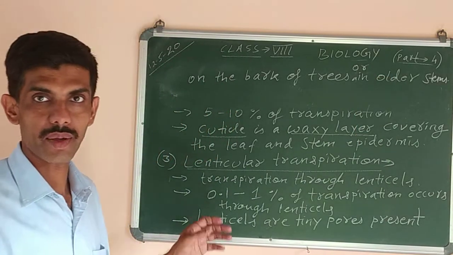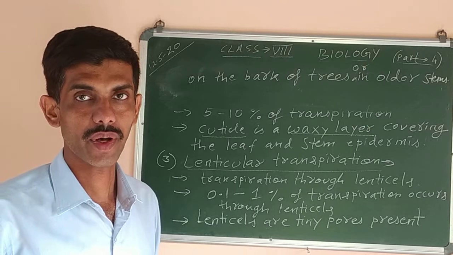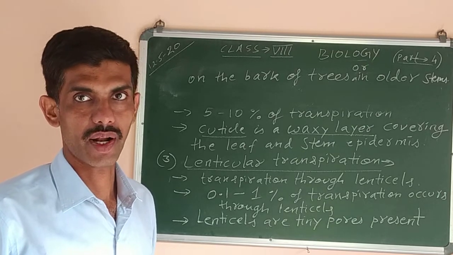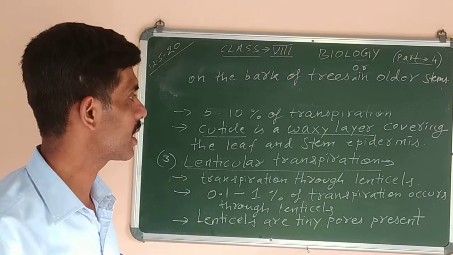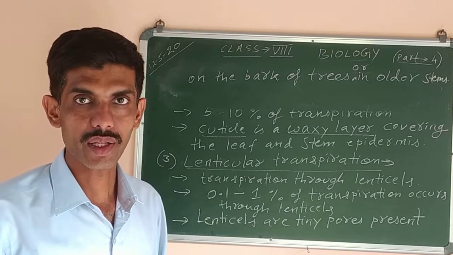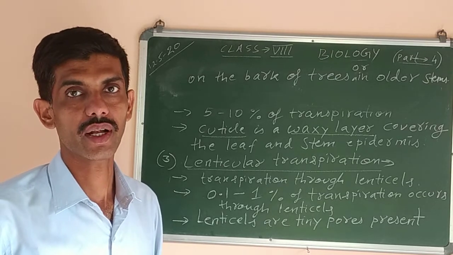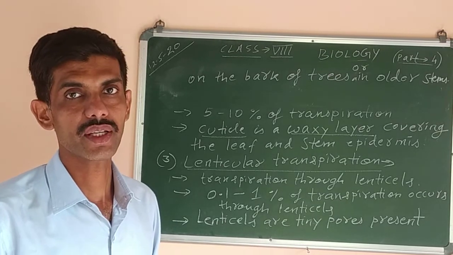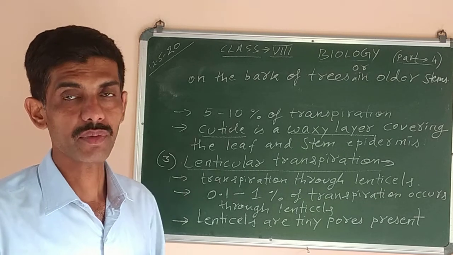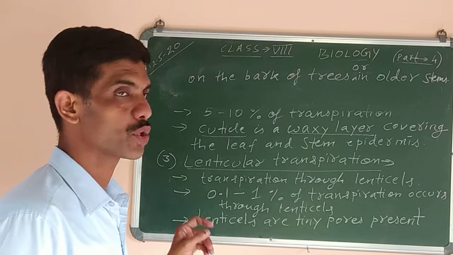Now, all the three types of transpiration are over. What is transpiration? Loss of water in the form of water vapor from the aerial parts of the plant, that is from the leaves and the green stems. How many types of transpiration are there? Three types. What are they? Through the stomata, through the lenticels, through the cuticle. What is stomata? The tiny pores present on the surface of the leaves and green stems are called stomata. Maximum transpiration, that is 90% of transpiration, occurs through the stomata.